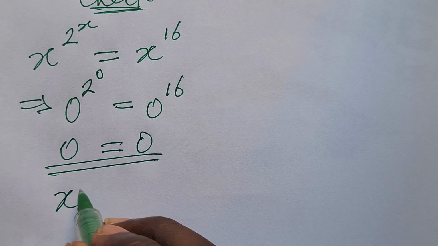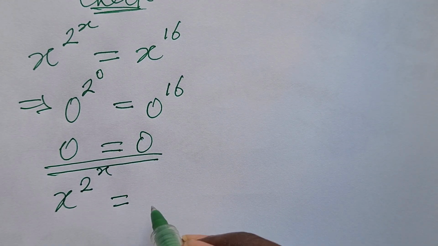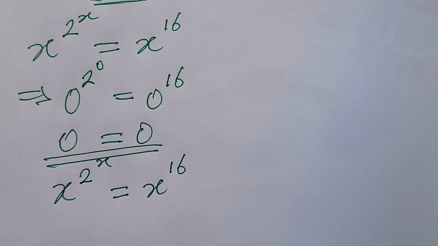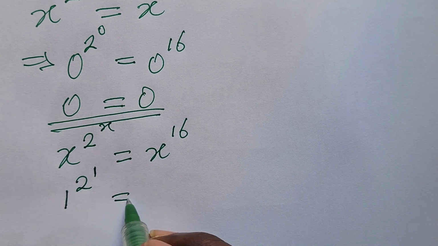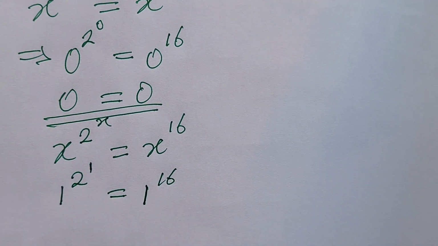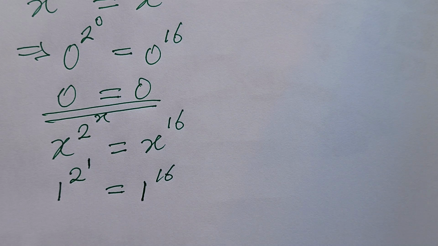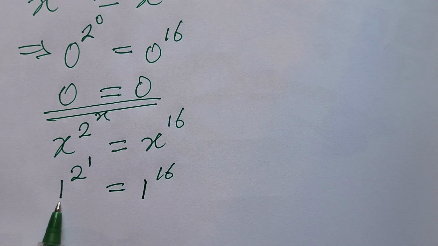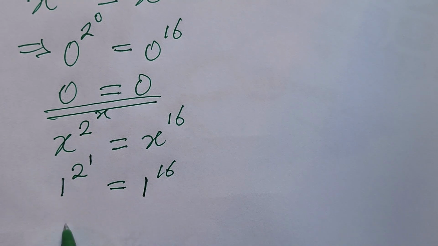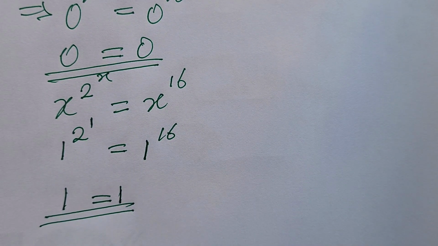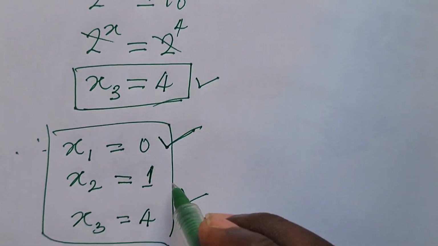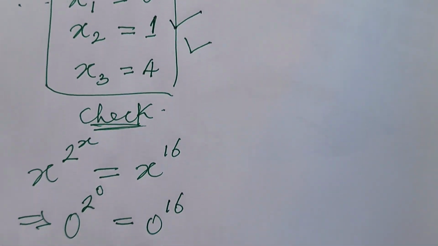So here we're going to have x to the power of 2 to the power of x equal to x to the power of 16. If we put in 1 here, we're going to have 1 to the power of 2 to the power of 1 equal to 1 to the power of 16. Easy, right? Now 2 to the power of 1 will give us 2. Then 1 to the power of any number will give us 1. So automatically we have 1 to the power of 2, which is the same thing as 1. And on the other side, 1 to the power of 16 will give us 1. So this also shows that the second root satisfies the original equation.